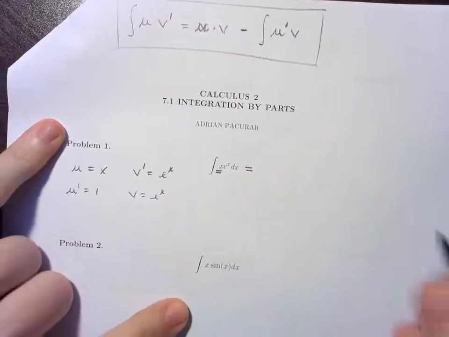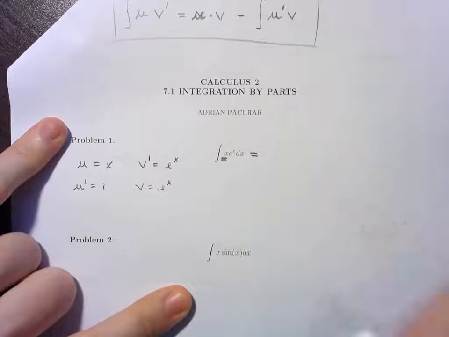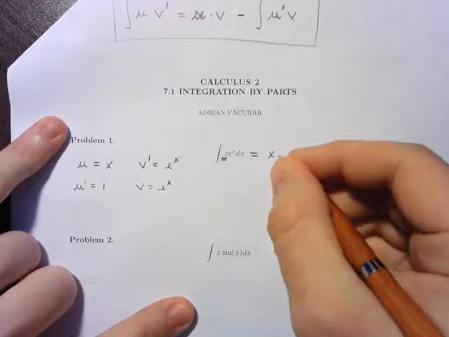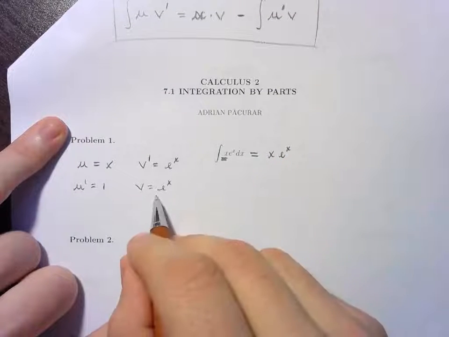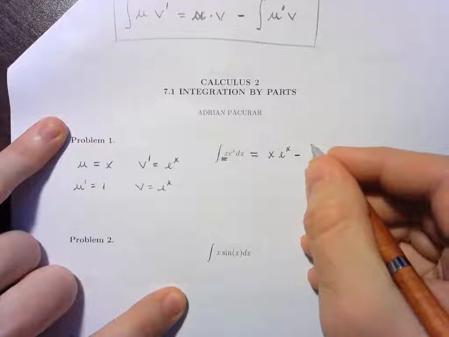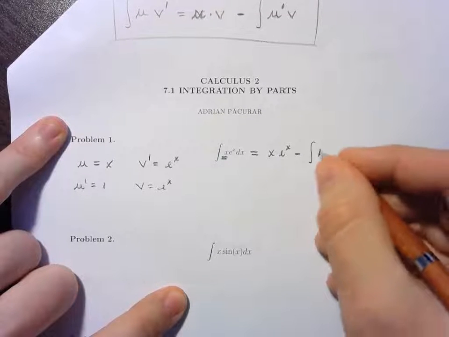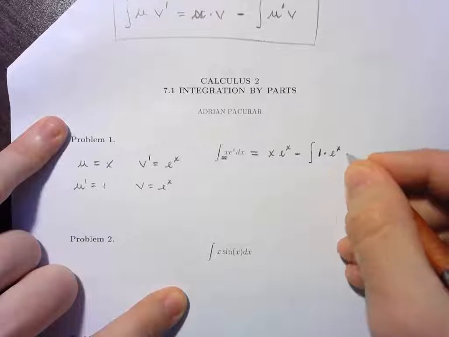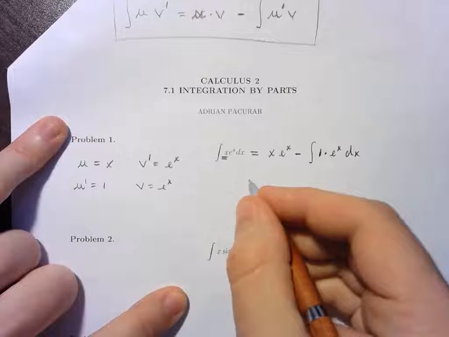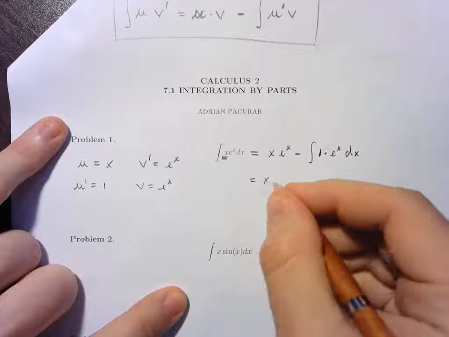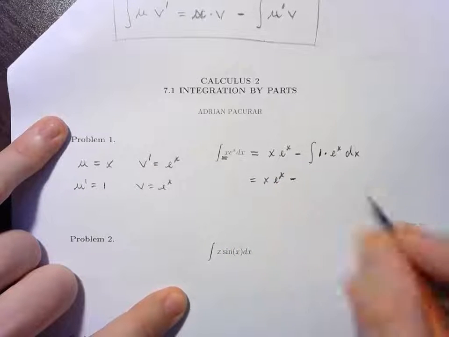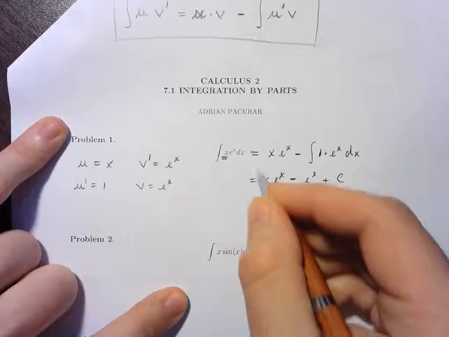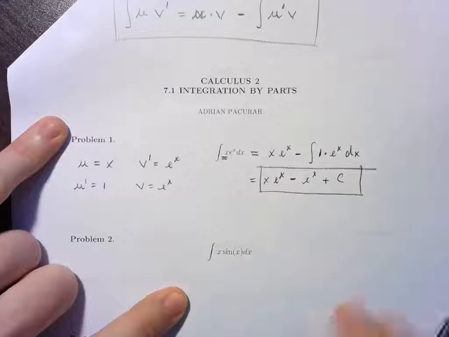So that means that this integral is equal to now u times v, so x e to the x, minus the integral of u prime, which is 1, times v, so times e to the x again with respect to x. So that should be x e to the x minus integral of e to the x, which is just e to the x, plus c, and that is our final answer.